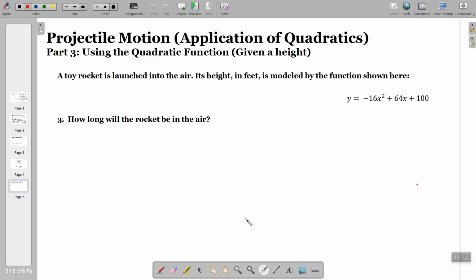All right, so here we go. Let's work through this last example here. How long will the rocket be in the air? The one thing that we know for sure is that when it's done being in the air, when it hits the ground, or the water or whatever it is down below, then the height of the object is going to be 0. So in the place of y, I'm going to substitute 0. 0 equals negative 16x squared plus 64x plus 100.